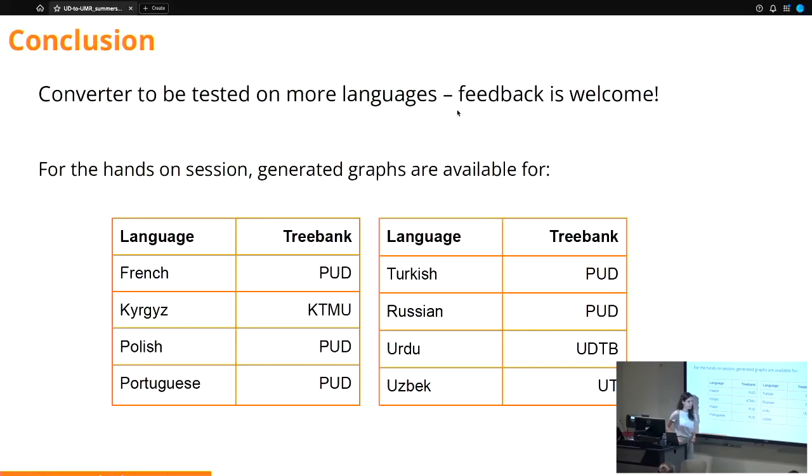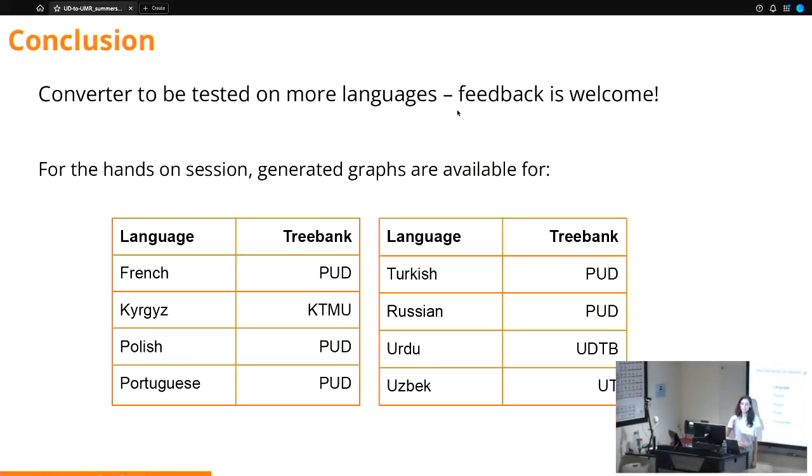In case anybody is interested in the hands-on session of this afternoon, I have prepared pre-generated graphs for these languages that, as I understood, are some of the languages that people here work with or speak. If something is missing, and it's missing for sure, just tell me. I will try to make graphs. That's it.